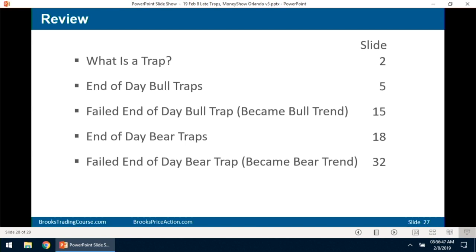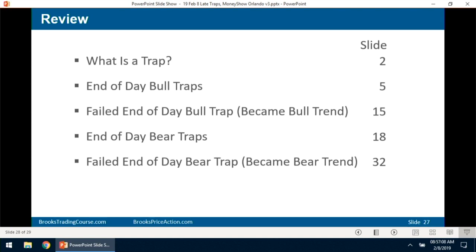But sometimes you'll get what appears to be a bull trap, and instead of the bear trend resuming, it becomes the start of a bull trend. So if you get a short covering rally at the end of the day, but there's no good sell signal, and then you start to get a bull breakout, it's probably the start of a bull trend and not a failed breakout, and not a bull trap.